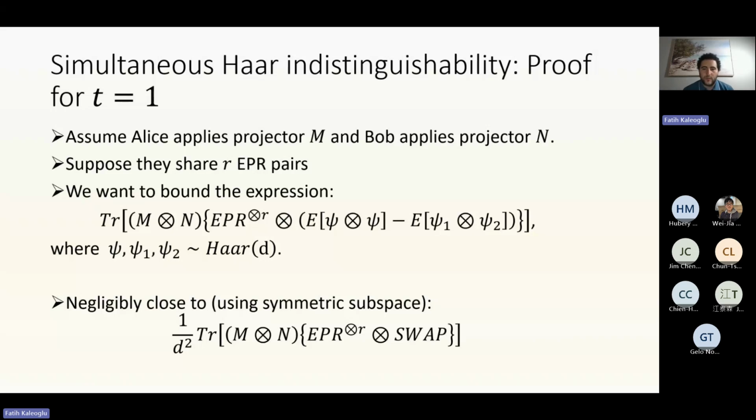The second term is easily the maximally mixed state because it's independent Haar states. But the first term will be the maximally mixed state of the symmetric subspace, which means it's maximally mixed amongst bipartite states of the form psi times psi. Using some technical identities of the symmetric subspace, we can show that this is very close to the bottom expression, where swap is a swap operator that swaps the inputs of Alice and Bob, and D is the dimension of the Haar state.